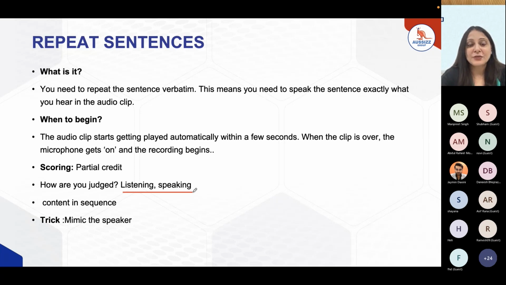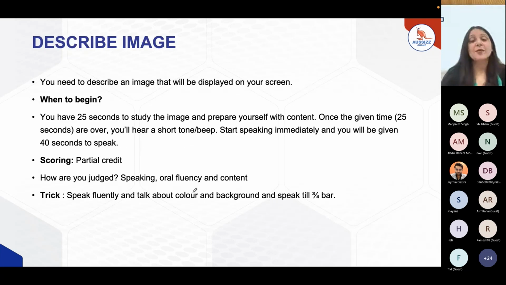Now, the next question is describe image. The most important question for the speaking section. If you are losing marks in the speaking section, or if you have given the exam before and got a very low score in speaking, this is the task where you need to focus. We need to describe an image that will be displayed on your screen. You will have a 25 second timer to prepare for yourself and 40 seconds to speak.